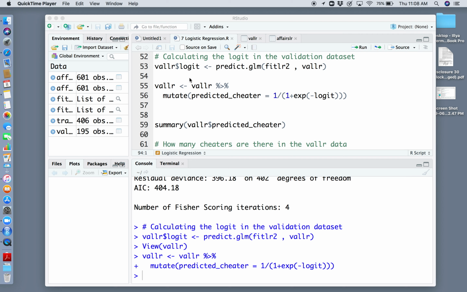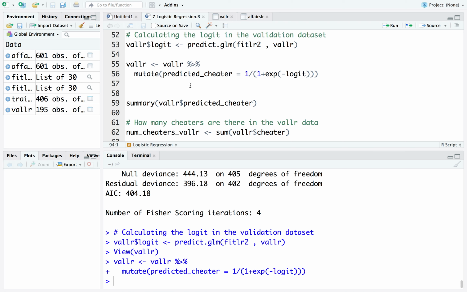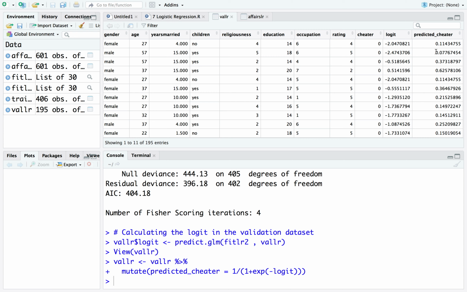This is ITCAM 560, part 2 of 2 for logistic regression. Let's see where we left off. Where we left off is that we created the predicted probabilities of somebody being a cheater. They're right over here, predicted cheater.